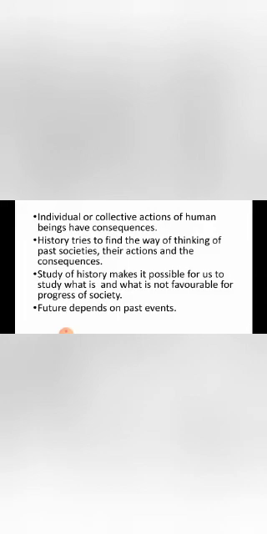Individual or collective actions of human beings have consequences. History tries to find out the way of thinking of past societies, their actions, and the consequences. The study of history makes it possible for us to study what is and what is not favorable for progress of society. Future depends on past events.